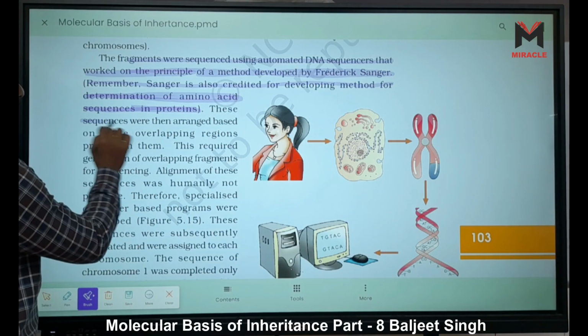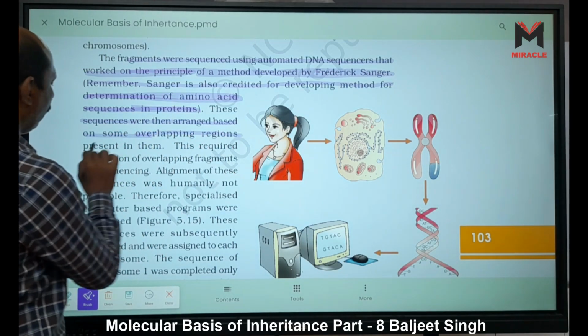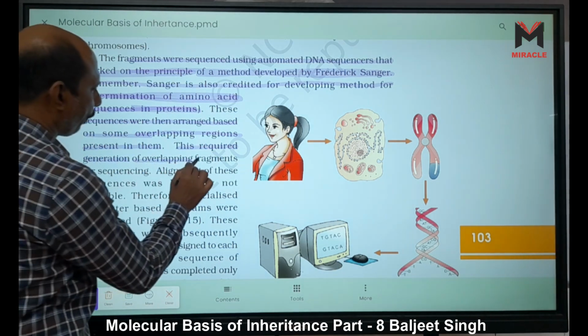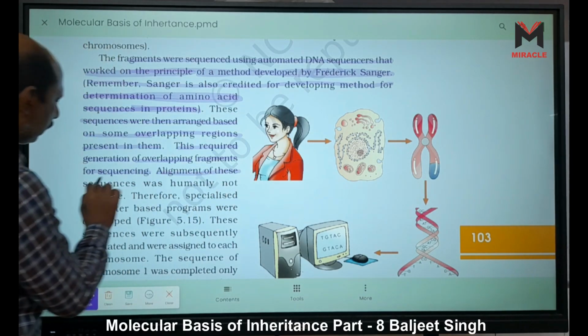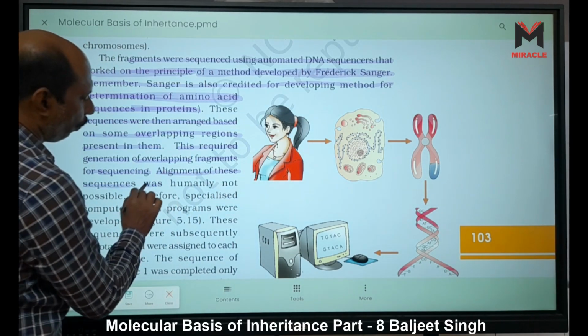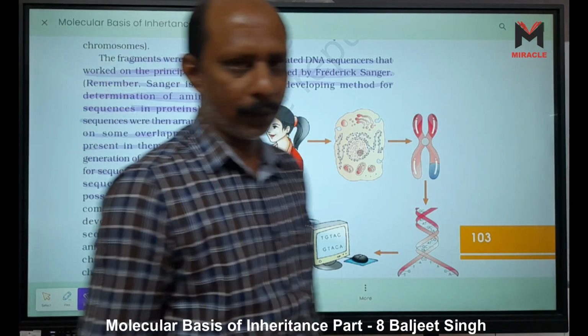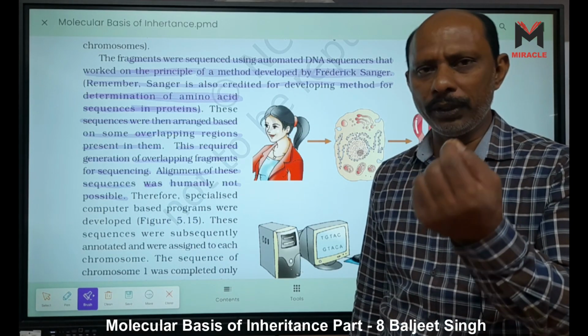These sequences were then arranged based on some overlapping regions present in them. This required generation of overlapping fragments. For sequencing, alignment of these sequences was humanly not possible. We cannot do this because they are very small parts. How could we recognize, right?